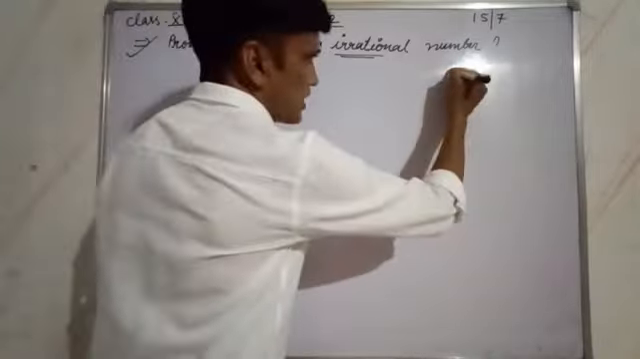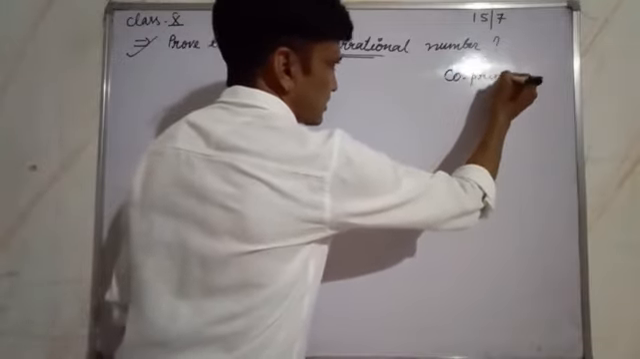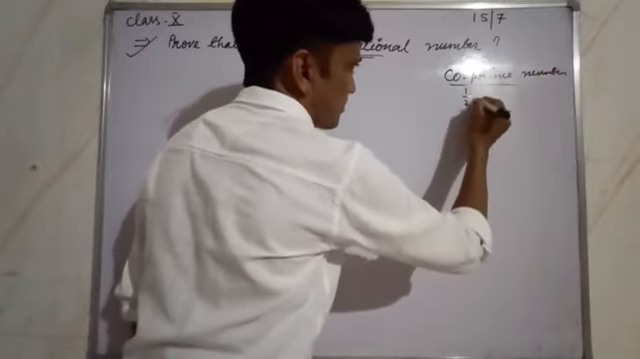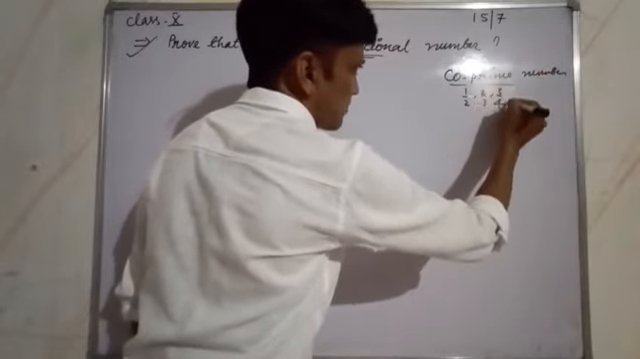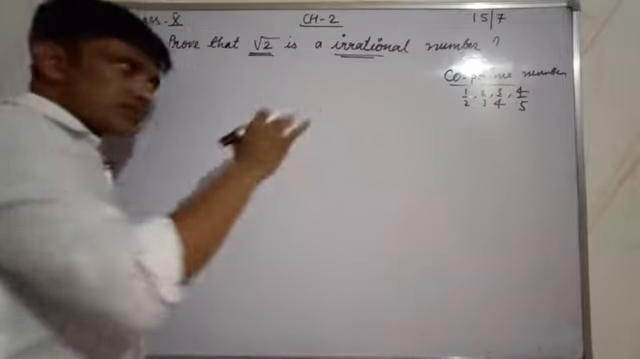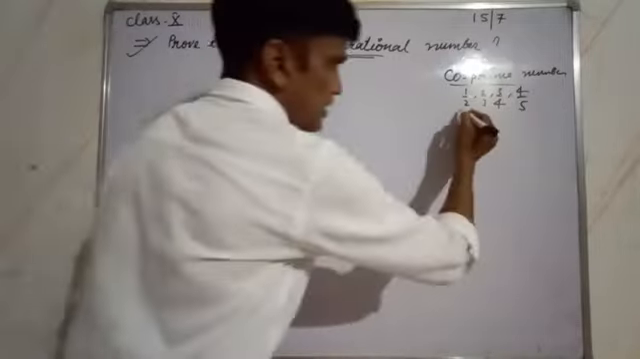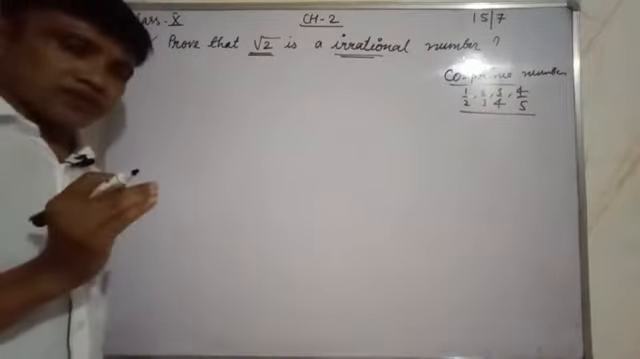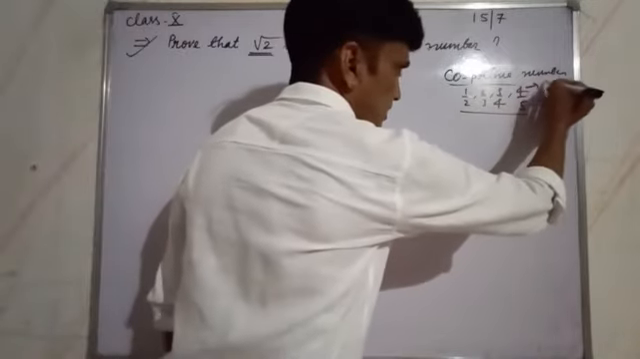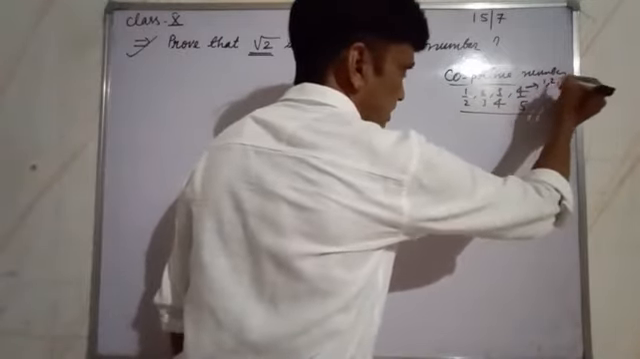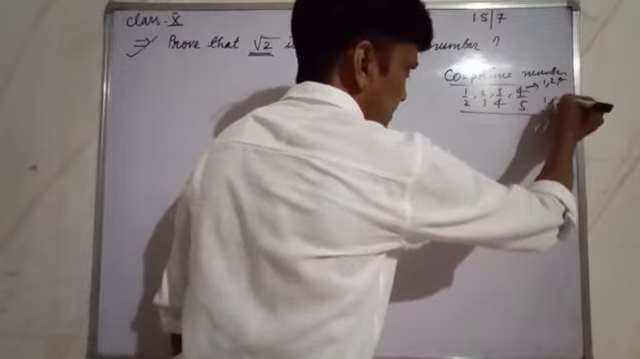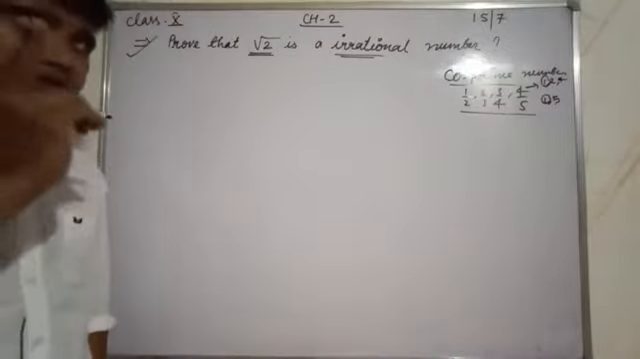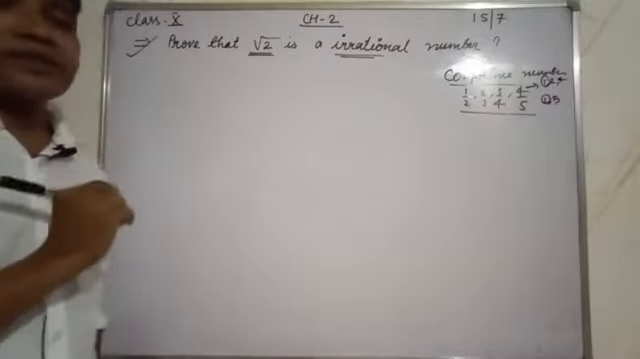First of all, see what is co-prime. Co-prime numbers: 1 upon 2, 2 upon 3, 3 upon 4, 4 upon 5. These are all co-prime numbers. The only common factor of numerator and denominator is 1. The factors of 2 are 1 and 2, the factors of 4 are 1, 2 and 4, and here the factors of 5 are 1 and 5. Only one number, 1, is the common factor of numerator and denominator. That is called co-prime.